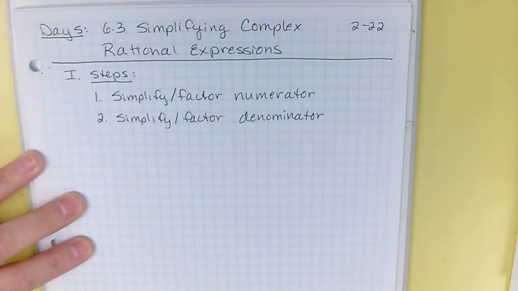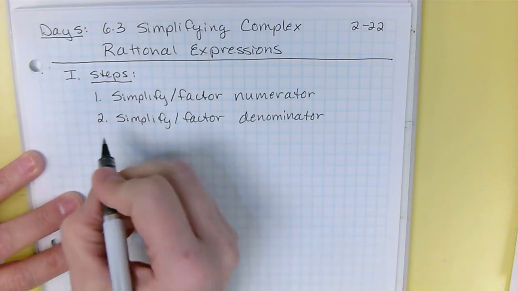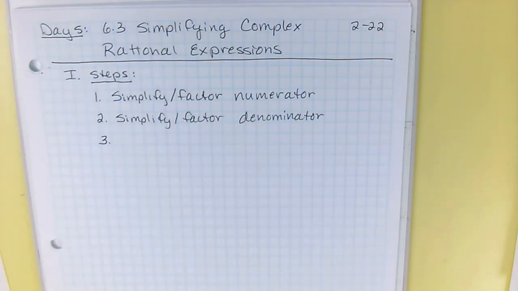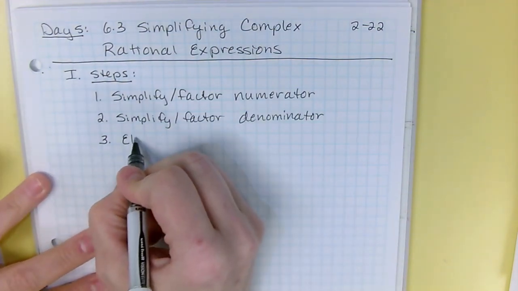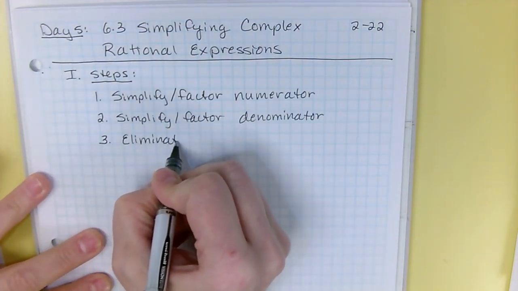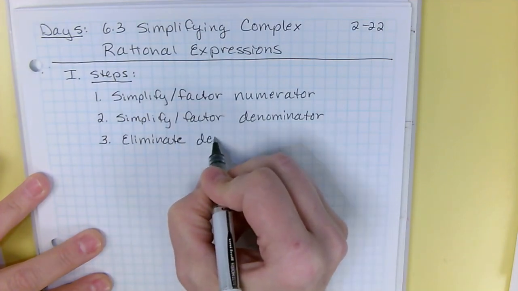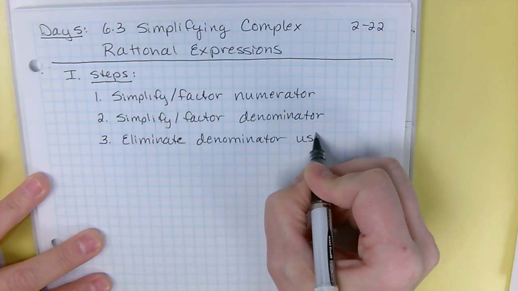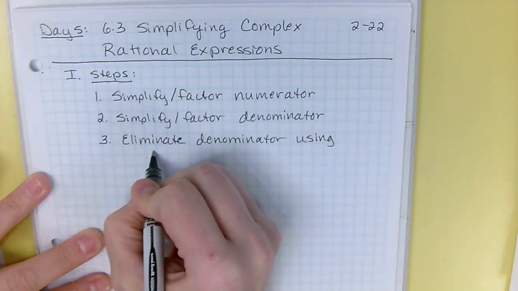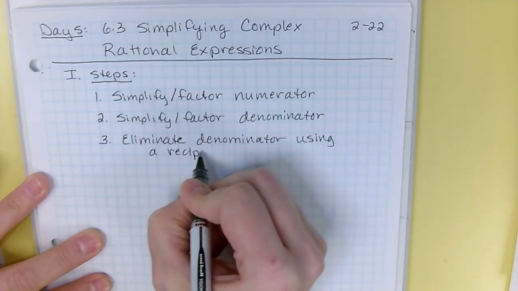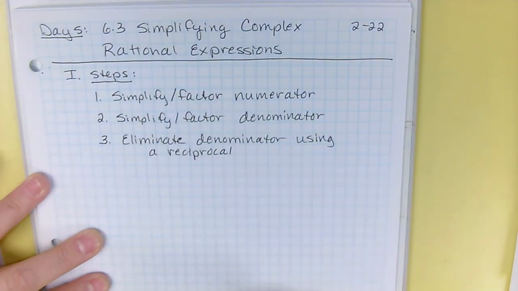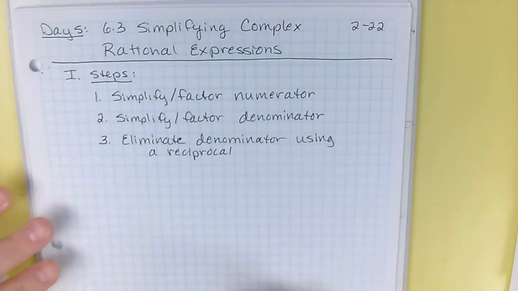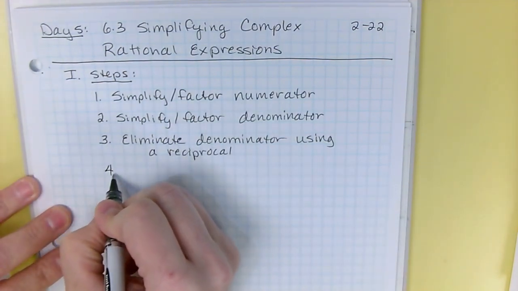And sometimes this might involve adding things together. That's part of simplifying. And then this is the money step, the money move. You're going to eliminate the denominator using a reciprocal. So eliminate the denominator using a reciprocal.